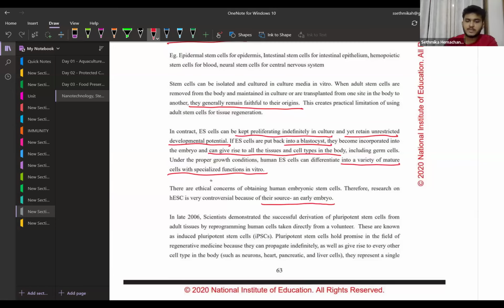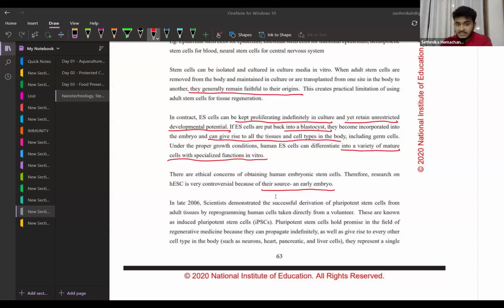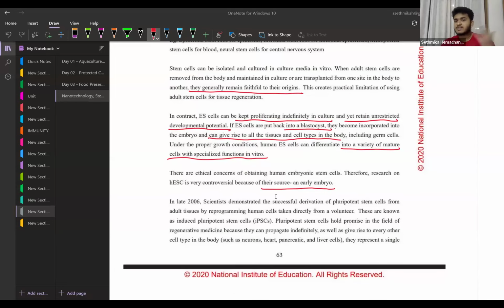So the source is an early embryo. Specifically, the source of embryonic stem cells is the inner cell mass of the blastocyst. Right? The inner cell mass of the blastocyst. But the thing is, you cannot extract and harvest embryonic stem cells from an embryo because that's very unethical. You are extracting stem cells from a developing baby. That's very, very unethical, right?